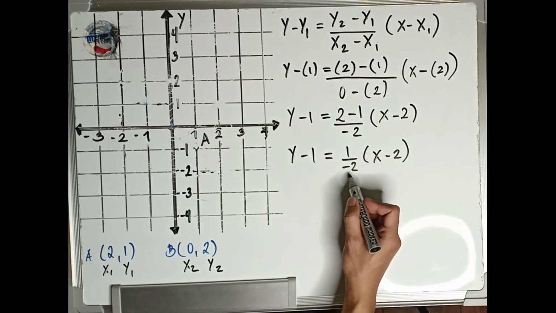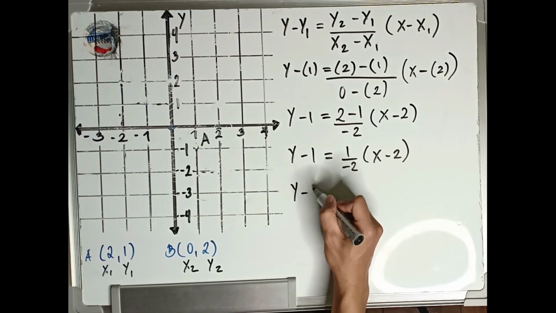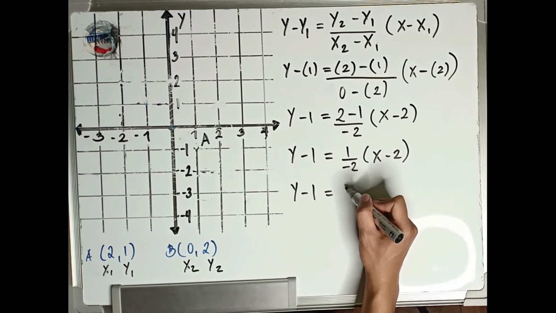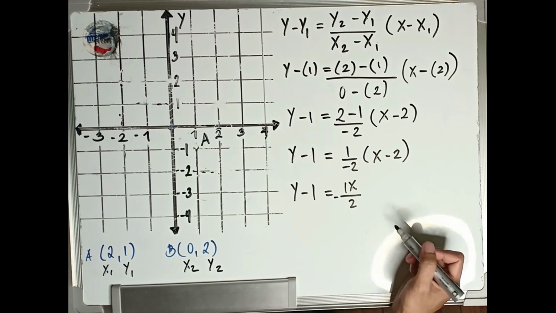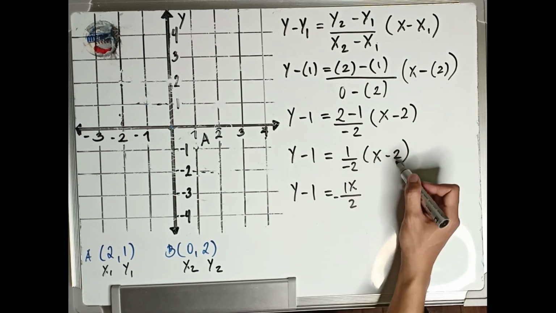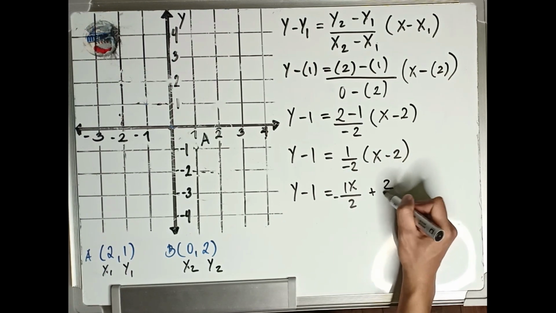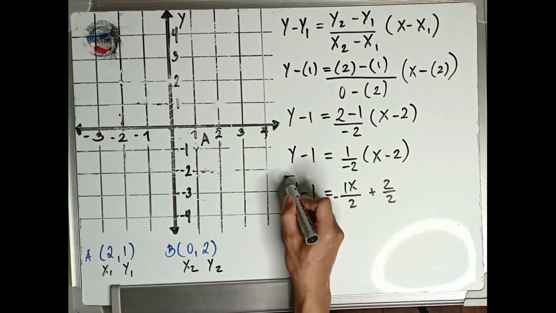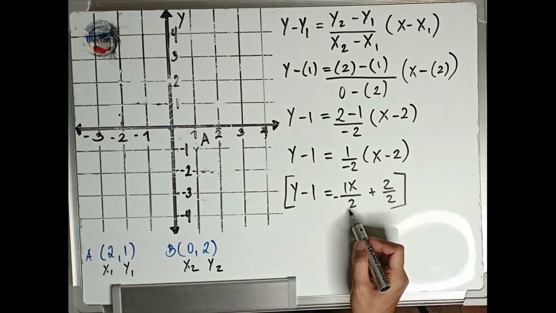Now, let us distribute negative 1/2 to this. Y minus 1 is equal to negative 1/2 times x is negative 1x over 2. And negative 1/2 times negative 2 is positive 2 over 2. Now, let us remove the given denominator. So, we have to multiply all sides by this denominator 2.